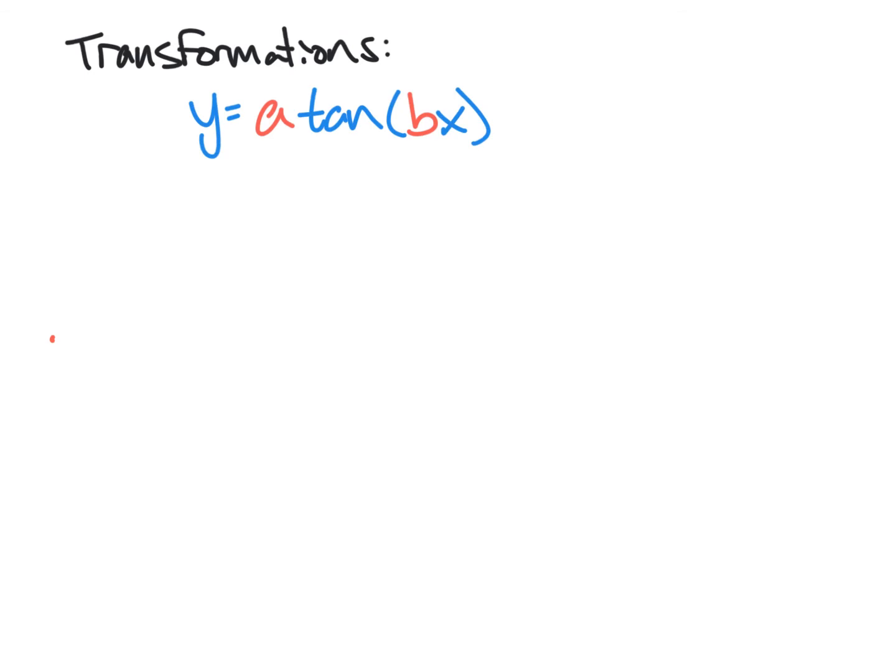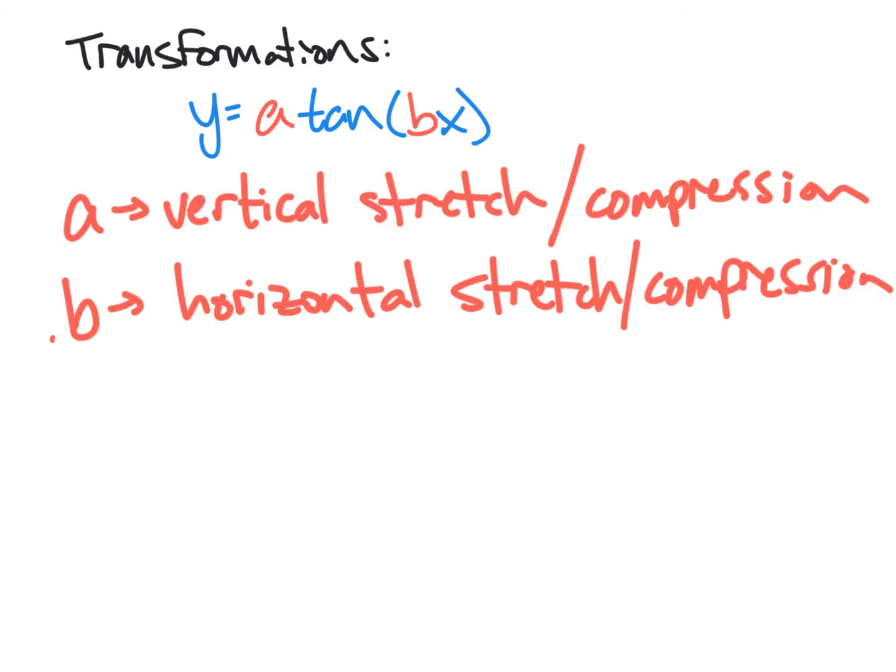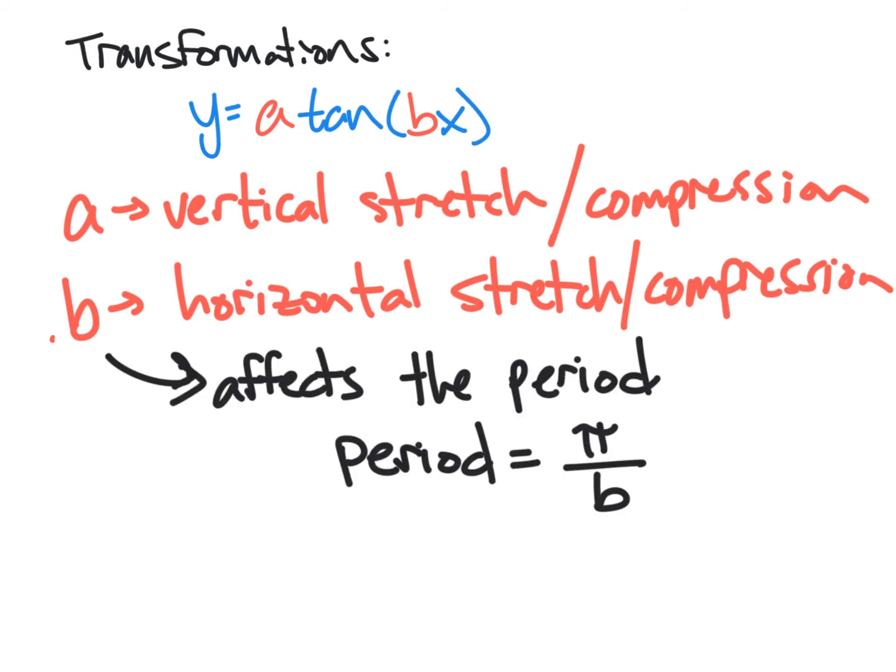So now let's look at transformations. y equals a tan bx. A is going to give you your vertical stretch or compression, and it's actually very easy to deal with. B is the horizontal stretch or compression. And B is important because it affects the period. Affecting the period means it affects the vertical asymptotes and those x-intercepts.